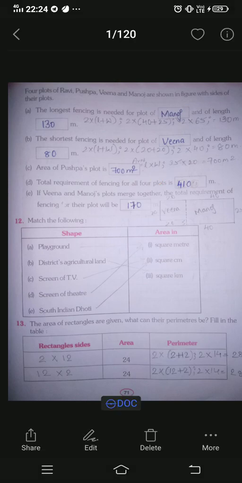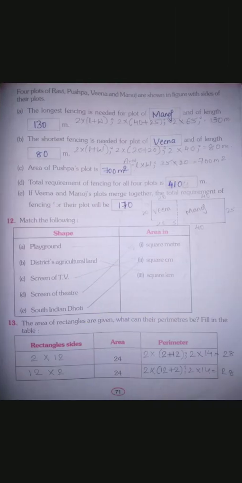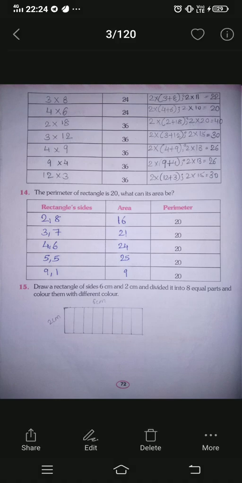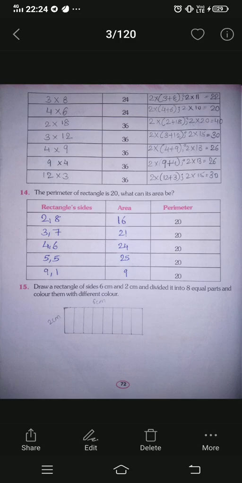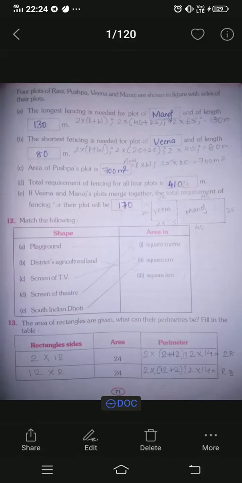So what we need to do is, children, they gave us only the area. They provided us a number, that is 24, and again we see 24, 24, four times they gave us 24. So the area is 24, and we have to find the sides, and we need to find the perimeter also.